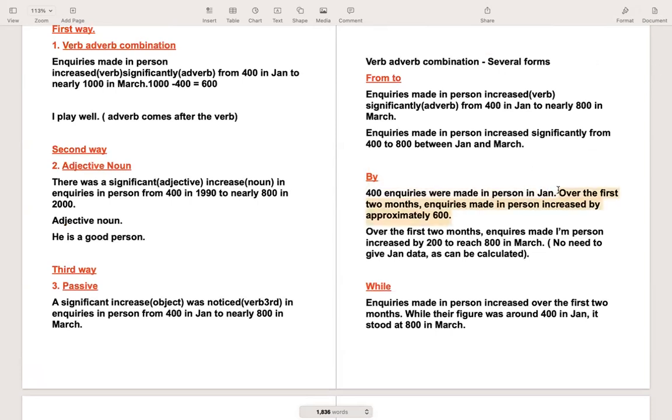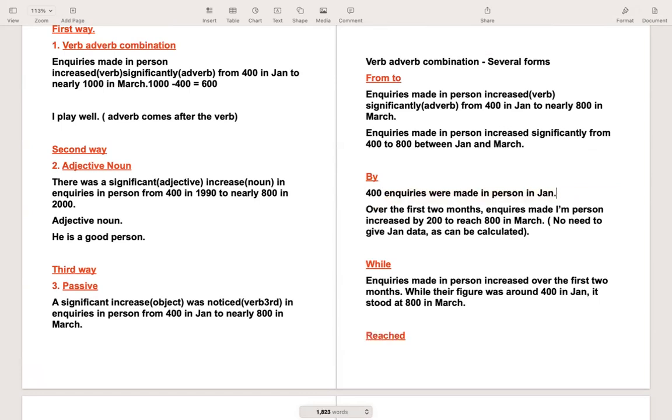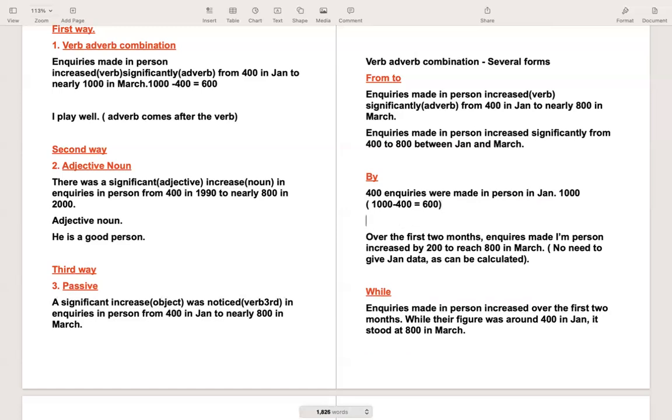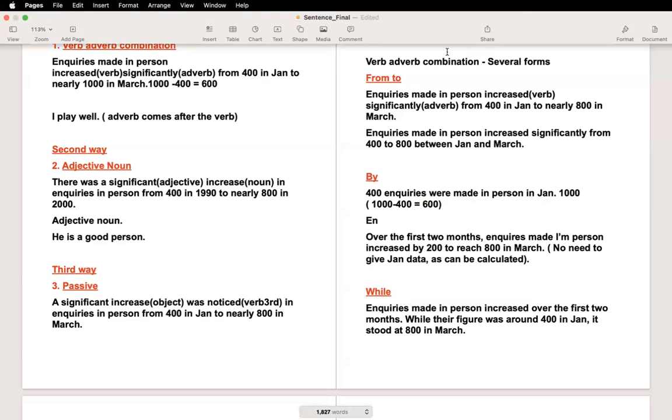I'll clarify by. For example, in the first month, it's 400. And in the second period, it's 1000. So here you're going to calculate the difference. The difference is how much? 1000 minus 400. It's going to be 600. So you're going to end up writing the inquiries increased by 600.